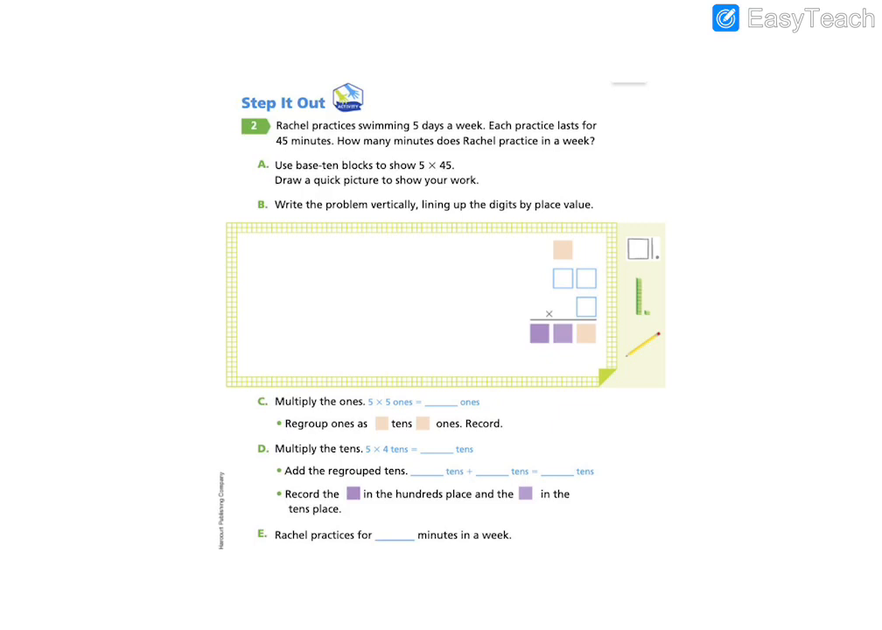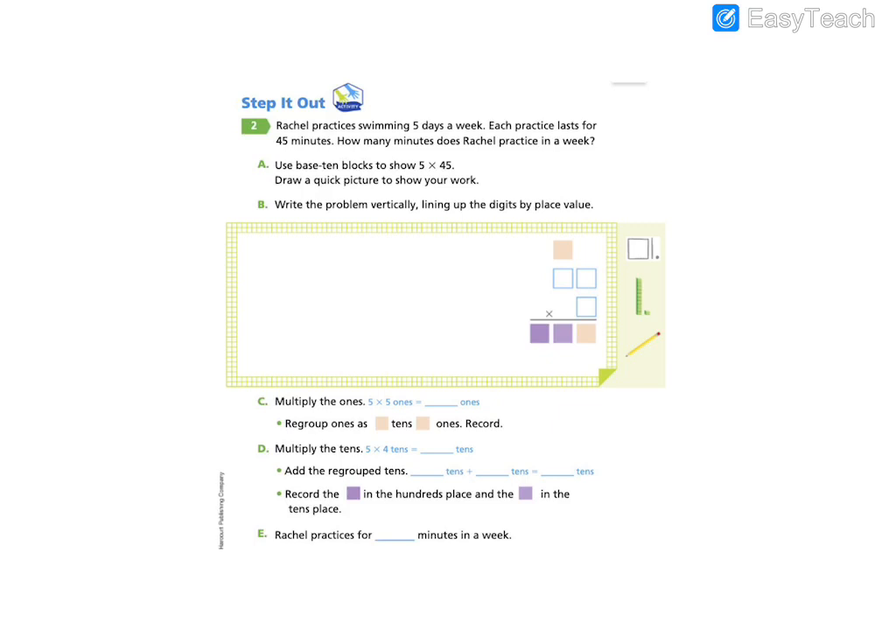So let's take a look at number 2. Rachel practices swimming 5 days a week. Each practice will last for 45 minutes. How many minutes does Rachel practice in a week? Use base 10 blocks to show 5 times 45. Draw a quick picture of our work. All right, so as we get into these bigger numbers, right, these quick pictures are a little bit trickier to draw, but we can still do it.